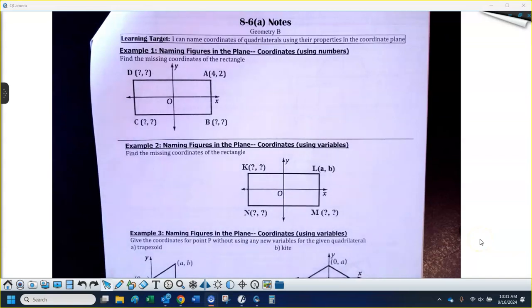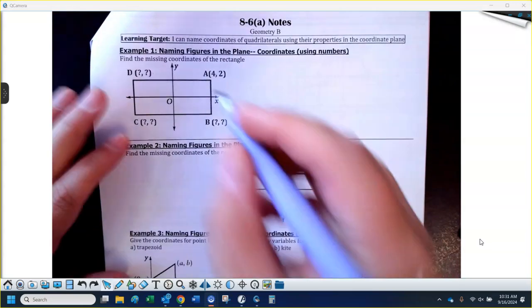Okay, so here's what we're going to work on today. I'm going to start out and give you guys a picture of a rectangle in the coordinate plane, but I'm going to use numbers. Then we're going to move on and see if you guys can use that same figure, but talk about it in terms of variables. I know this is weird, so don't feel bad if this doesn't make sense to you right away or if it takes a little bit. We're going to spend 2 days on this.